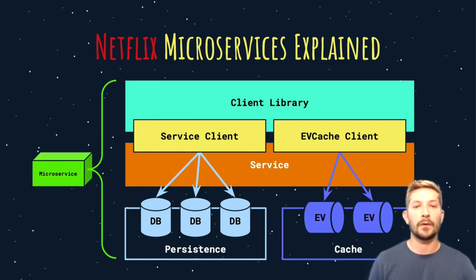The cache client will pull from one of our EVCache stores, which is a Netflix open source solution for distributed in-memory cache. If the data is found there, then it will return from there. But if not, then it'll use the service client to pull from a persistence data store, such as MySQL, Cassandra, etc. This combination of cache and persistent layer allows our services to scale to thousands of requests per second.